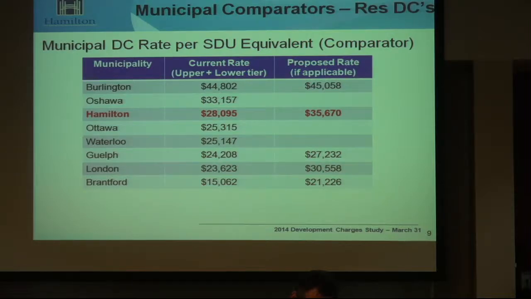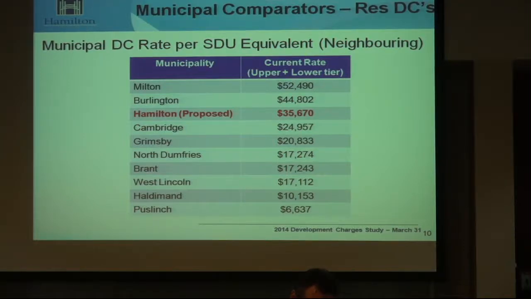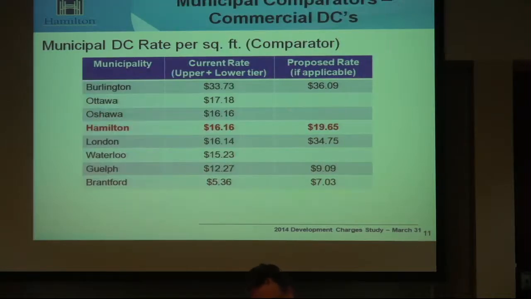And if you take a look there, just from a quantum perspective, on that slide, we're ahead of Oshawa, what their current rate is, but below Burlington. The next slide just takes a look at some other neighboring municipalities. And most of these municipalities are west of the City of Hamilton. As you can see, we are somewhat higher than they are in terms of the residential DC. And then the next slide takes a look at our fully calculated commercial, industrial, institutional rate, and again, it compares it to our neighboring municipalities.